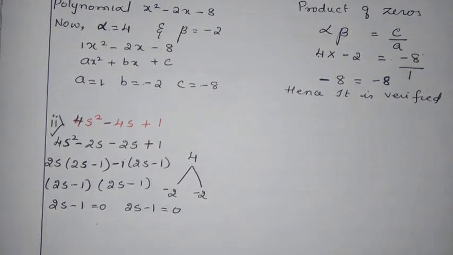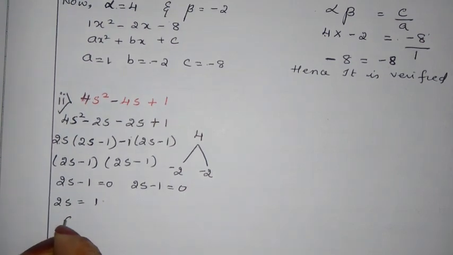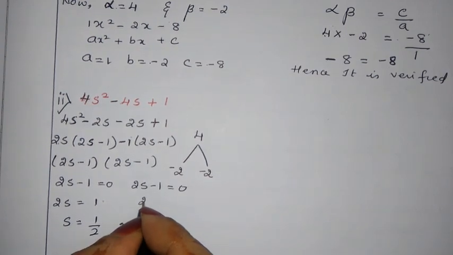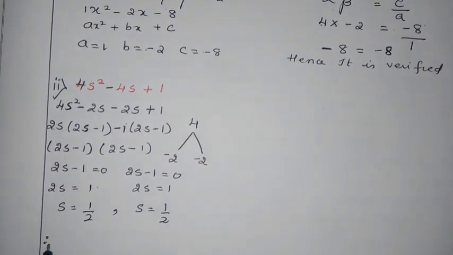Both the brackets are equal. So 2s is equal to 1, s is equal to 1 by 2. And 2s is equal to 1, s is equal to 1 by 2. Same value we got. Therefore, what you have to write?